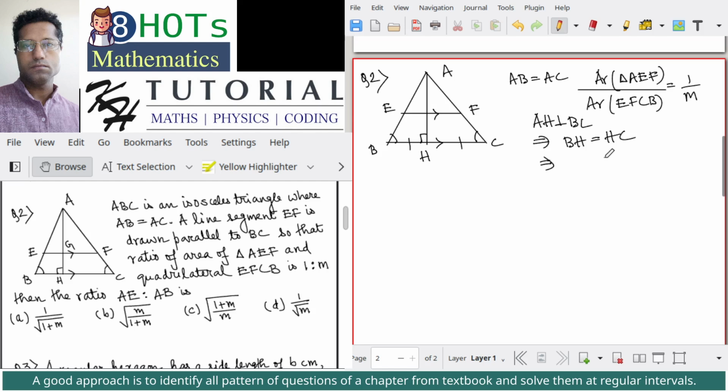The triangle it is talking about is AEF. Now, please note that, let's say, the perpendicular AH and EF intersect at the point G. So what is the area of triangle AEF? Area of triangle AEF is half into altitude AG into base EF.